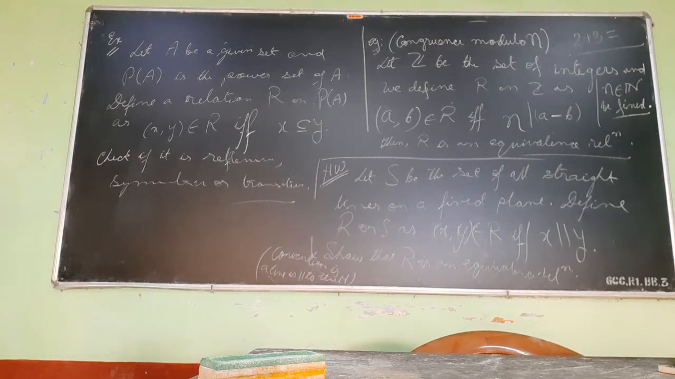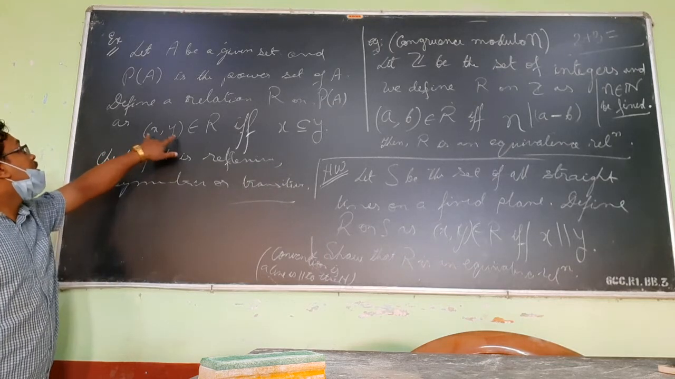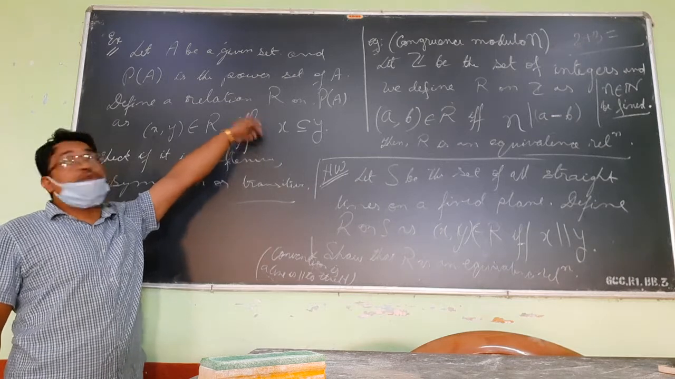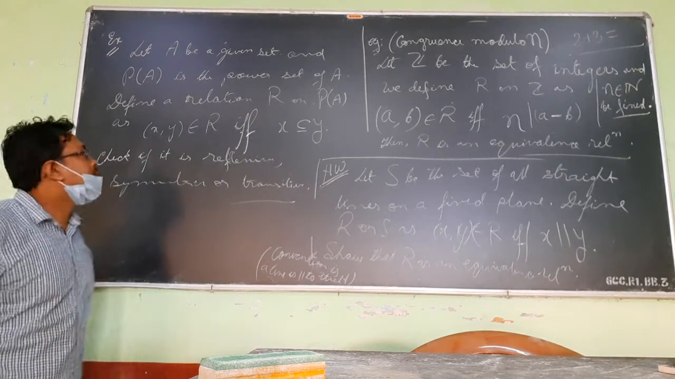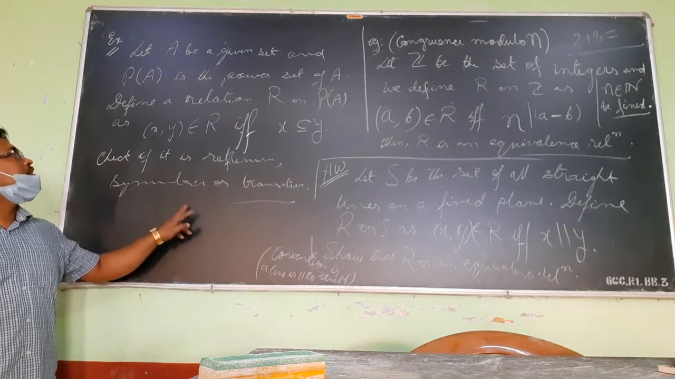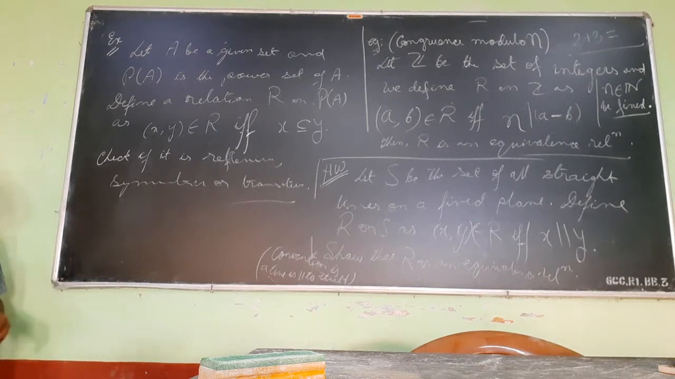Here x and y are elements of the power set. Power set means the set of all subsets. So is it reflexive? Can I write x is a subset of x? Every set is a subset of itself. This is elementary set theory. So this relation is reflexive.